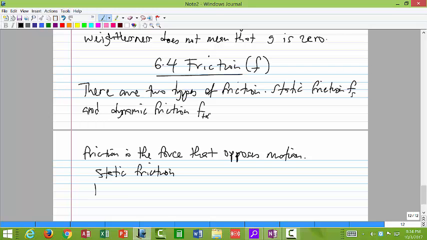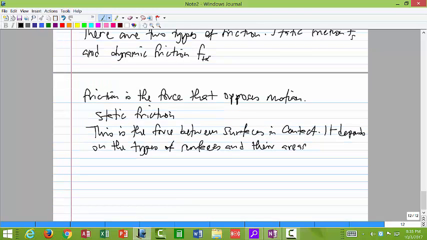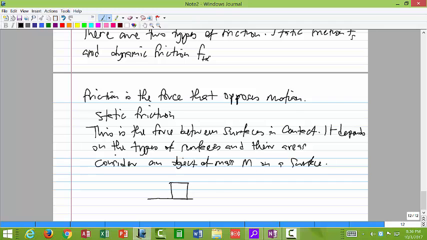So static friction, this is the force between surfaces in contact. It depends on the types of surfaces and their areas. Okay, so types of surfaces and their areas. So let's consider an object of mass m on a surface. Okay, so we have this object on this surface. So this surface is rough.